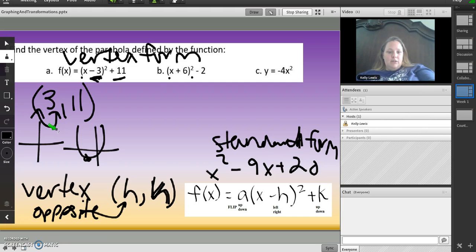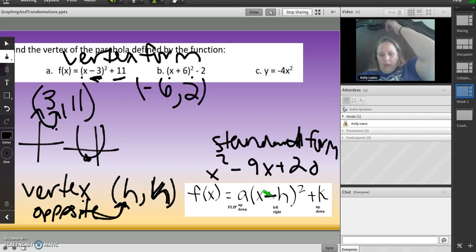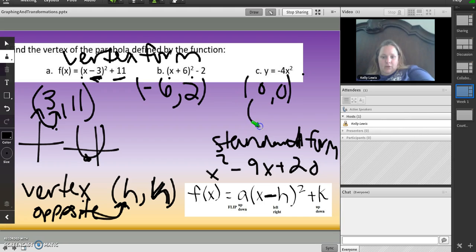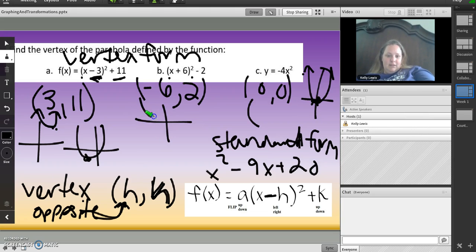All right, that vertex is (-6, 2). Remember, the h is opposite because the original formula has a negative right there. Then this guy over here, there's nothing in that x in parentheses, and there's nothing over here, so it's (0, 0). So it looks like that. Oops, pretend that's right on (0, 0). This guy looks like this. All right, so the vertex is (h, k).